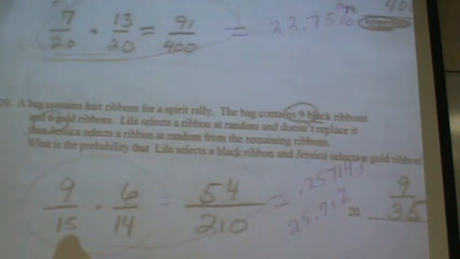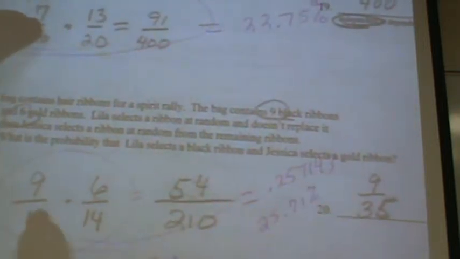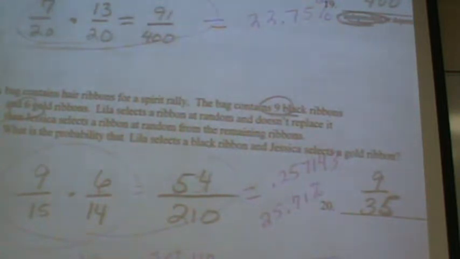Whereas this last one, you are picking a ribbon, but you're not replacing it. So these are dependent. You're starting off with 15 ribbons, but if you pick a ribbon and you don't replace it, you only have 14 left. So they want to know what's the probability that she's going to select a black and then a gold. Well, there's 9 out of 15, and then there's 6 out of 14. There's one less ribbon left. So the answer is 9/35. You have to reduce your fraction.